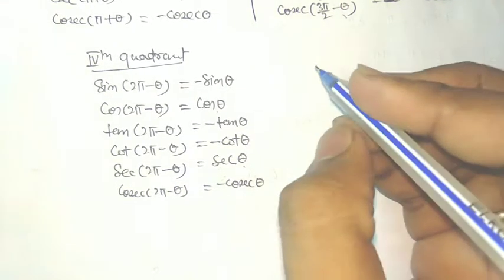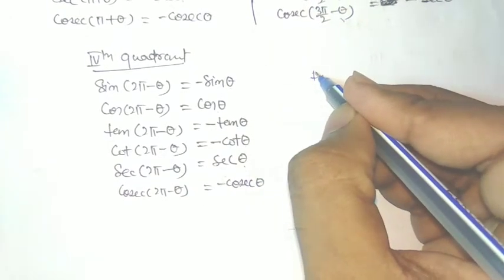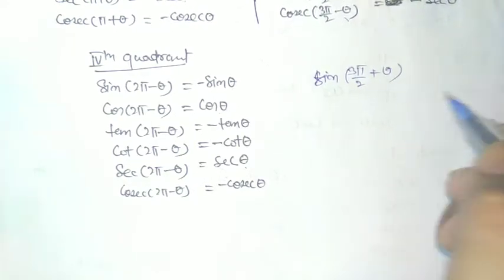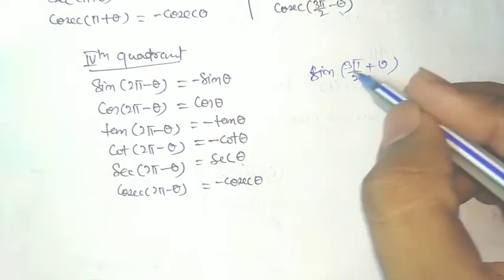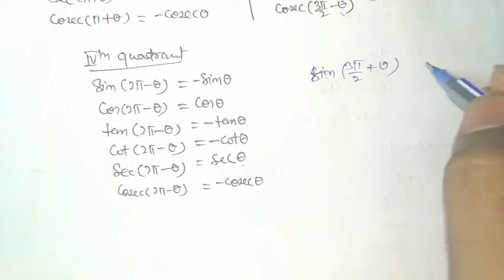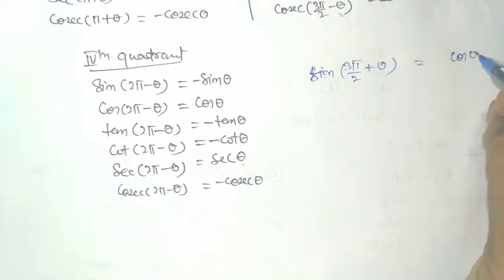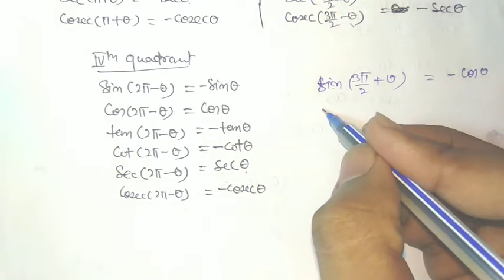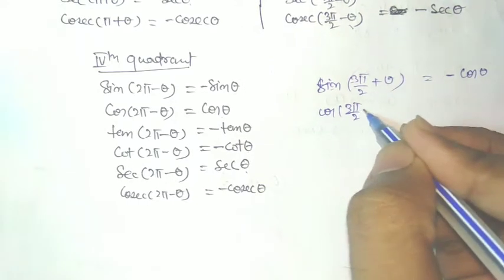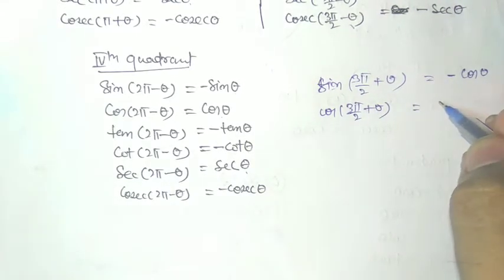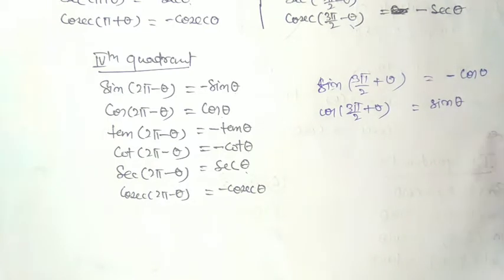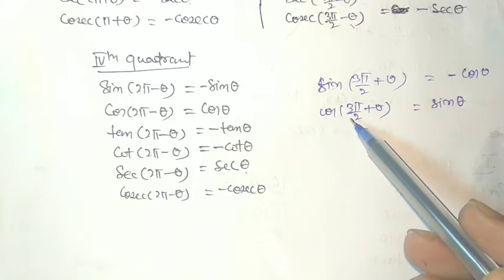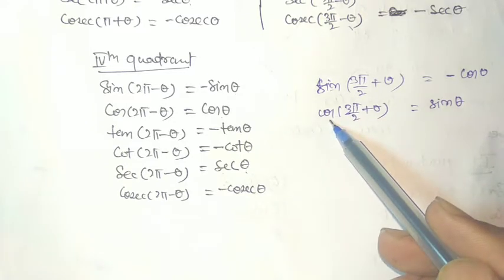Now we can come to fourth quadrant by adding theta to 3 pi by 2. So sin 3 pi by 2 plus theta. So sin, and it is an odd multiple of pi by 2, so we have to write cos theta, but the sign will be negative. Why? Because sin is negative in fourth quadrant. And cos 3 pi by 2 plus theta is sin theta. Why? Because here it is written cos 3 pi by 2, which is an odd multiple, and in fourth quadrant cos is positive.